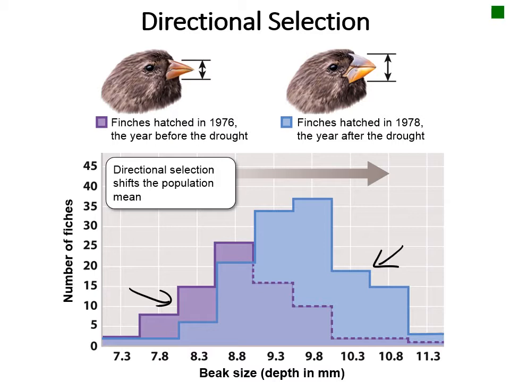During 1977, the birds with the larger beaks were better able to crack open the large spiny seeds. They got more food, thus had more offspring. So the generation in 1979 had a much higher frequency of larger beaks from their successful parents the year before. This shift in beak size towards one direction is an example of directional selection.